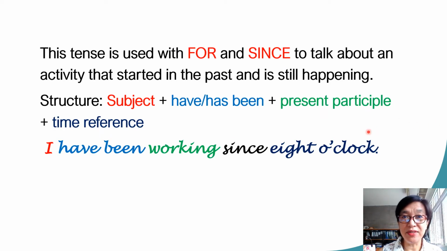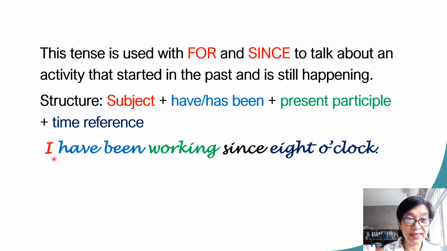This tense is used with the words for and since to talk about an activity that started in the past and is still happening. And the structure is subject plus have or has plus been plus present participle and time reference.